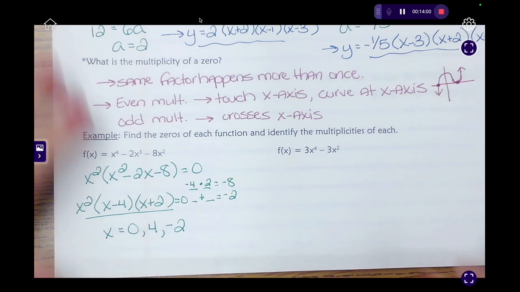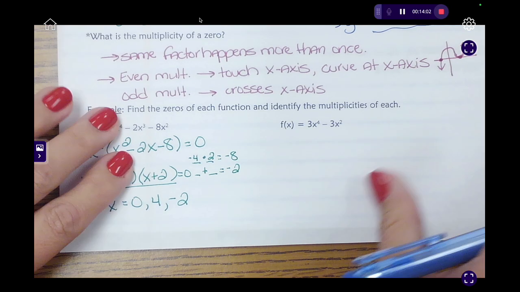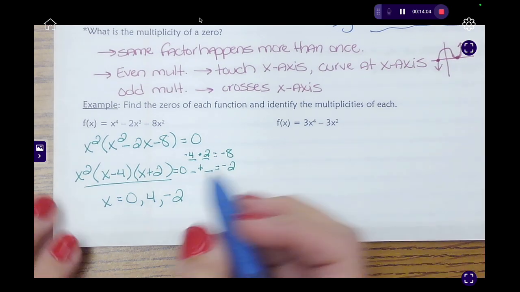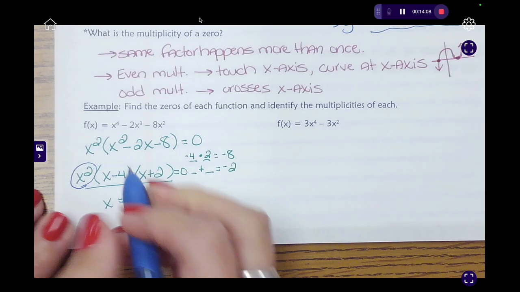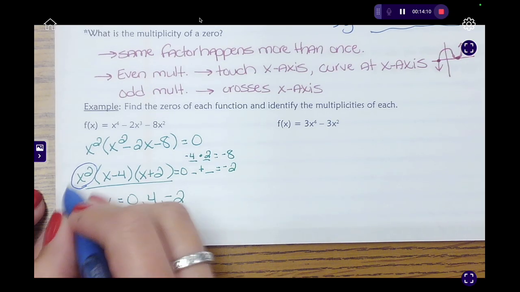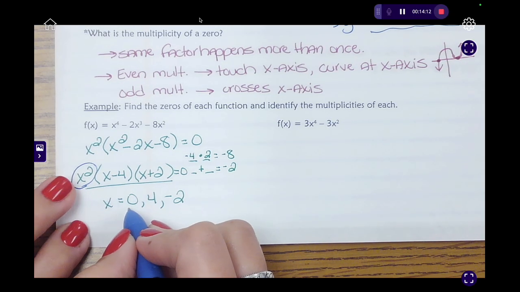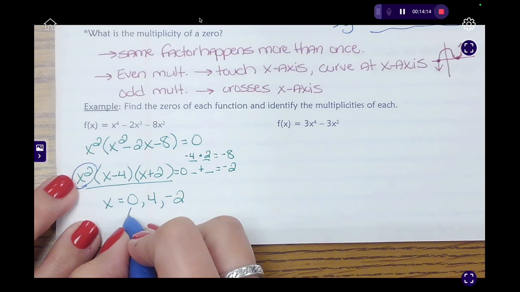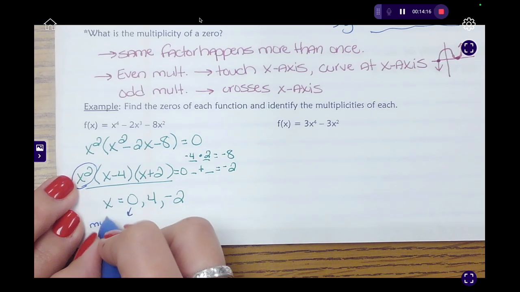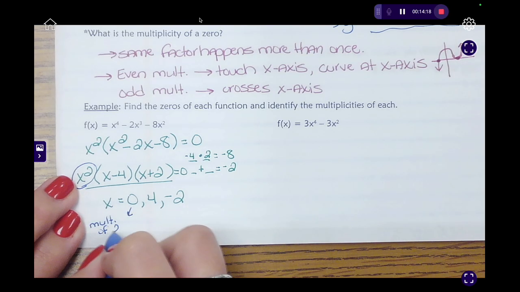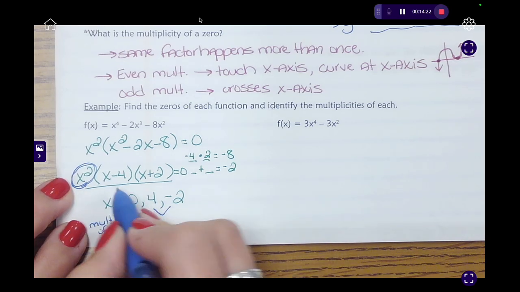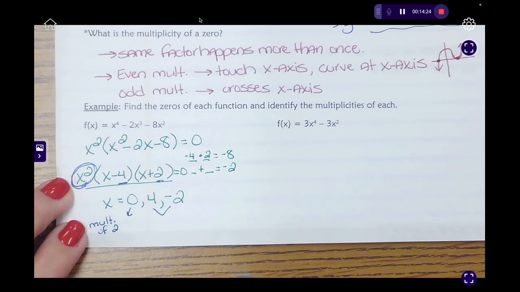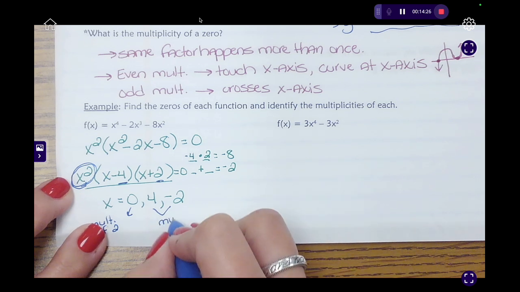So now looking at these, if I ask you for the multiplicity of that, notice this is an x squared. So that means technically if I break that down when I did the square root, there were 2 of those. So that means this 0 has a multiplicity of 2 because of the x squared. Both of these, they did not repeat. They're only one answer right there. So these both have a multiplicity of just 1.